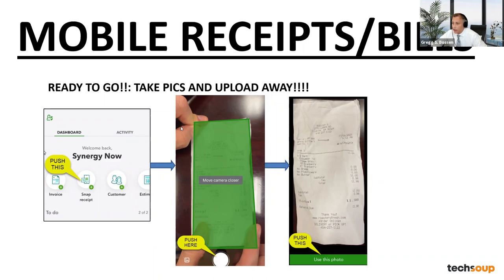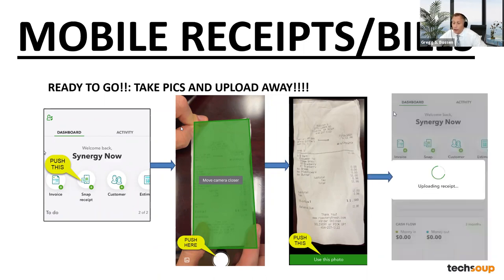I'm going to click use the photo. It's going to upload the receipt. Now, understand, this is all happening from your phone. They're not in QuickBooks, so don't worry. They're not screwing with your QuickBooks. All they're doing is taking a picture that uploads to QuickBooks. Now, let's go into QuickBooks and take it from there, all right? So I'm going to go into QuickBooks.